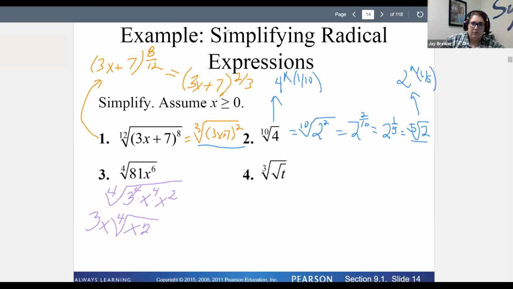That is an exponent. Don't be confused. Great.